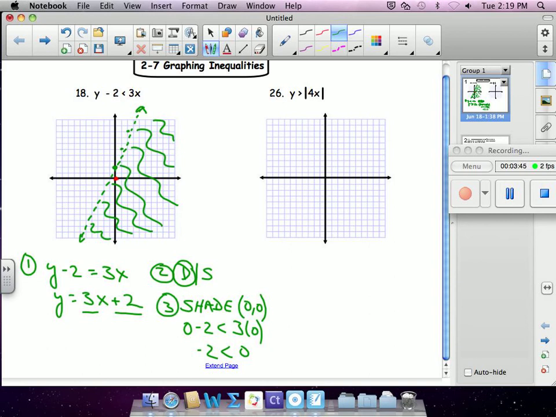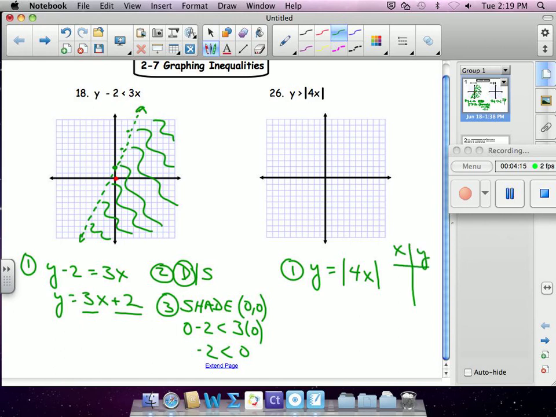26 puts in a slightly different twist. We're graphing the line y is greater than 4x, and we're taking the absolute value of 4x, but our steps stay the same. Step number 1, I need to have points. And I need to have points for y equals the absolute value of 4x. With absolute values, you can graph those on your calculator, or you can use a quick little table of values where you pick x's and y's.